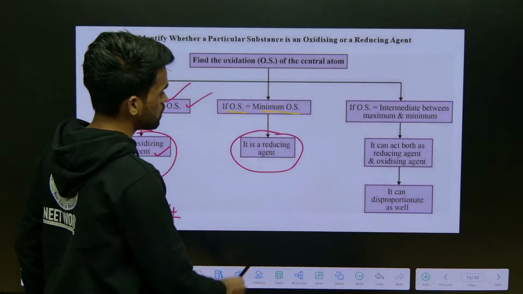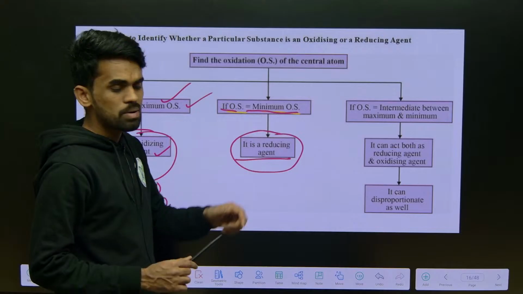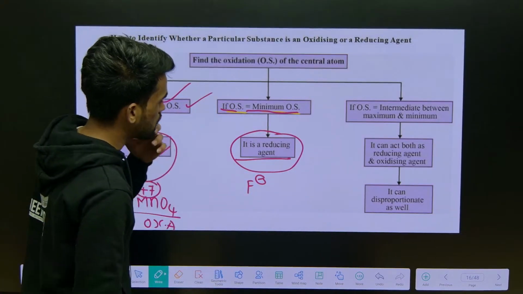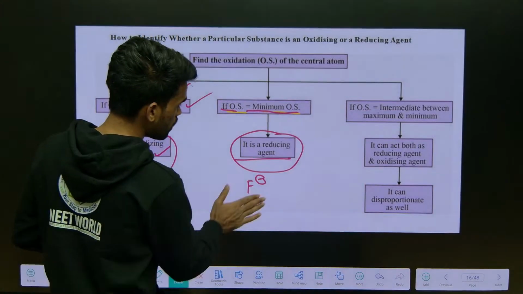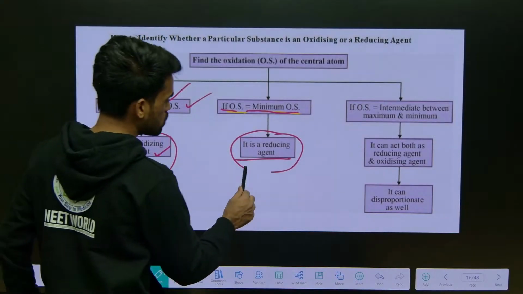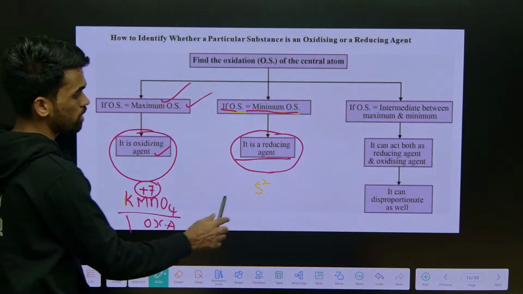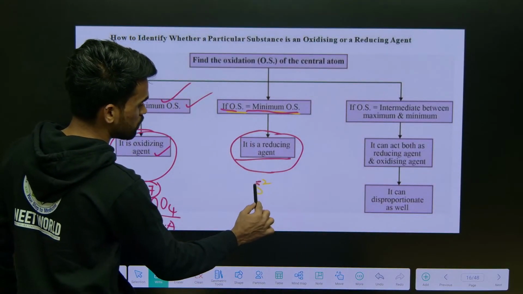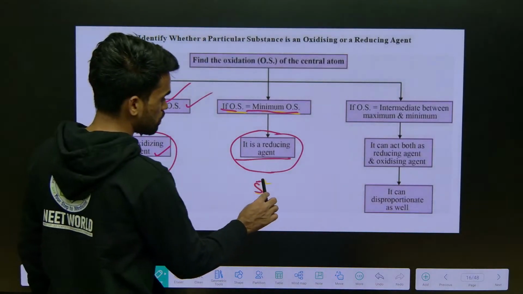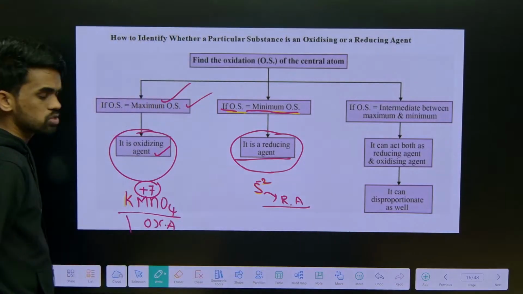Now what about a reducing agent? Whenever an element is in the minimum oxidation state, it acts as a reducing agent, because it reduces others and oxidizes itself. You take any species like H2S, for example. What is the minimum oxidation state possible for sulfur? -2. So here it is in -2, so it can only act as a reducing agent, not as an oxidizing agent.